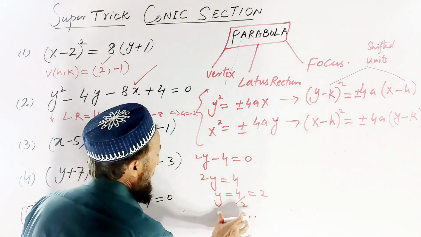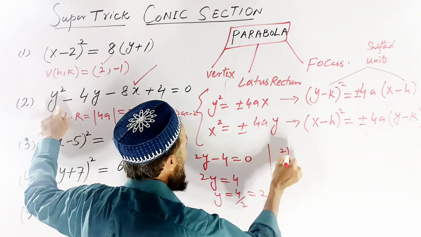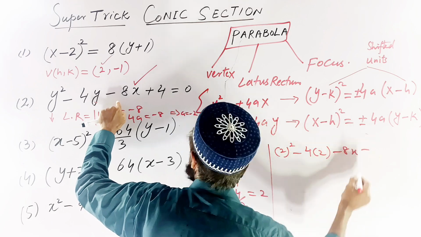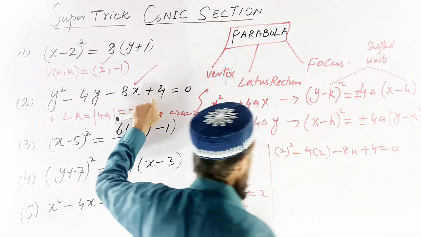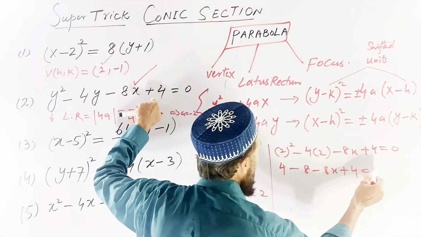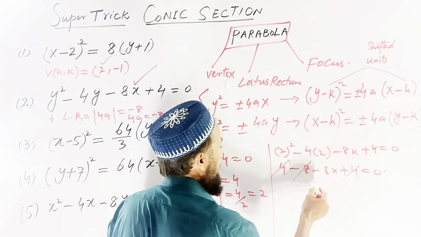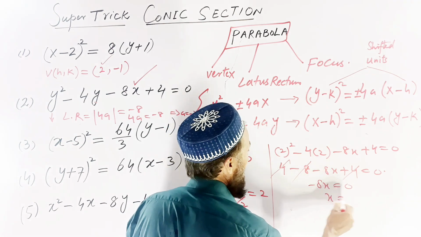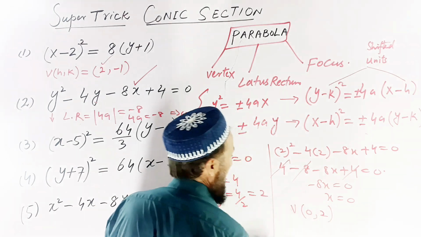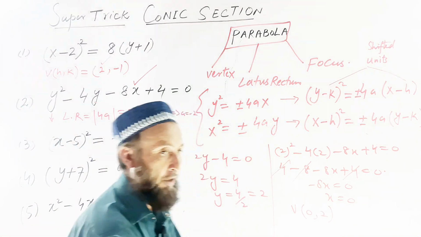Now this result, we put the y value in the above equation in place of y. So 2 square minus 4 into 2 minus 8x plus 4 is equal to 0. So we calculate this result: 4 minus 8 minus 8x plus 4 is equal to 0. So 4 plus 4 is 8, and this 8 is cancelled, so minus 8x is equal to 0, x is equal to 0. So the vertex is 0 and 2. So we have found the vertex.